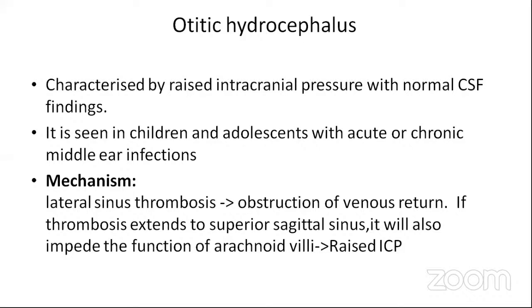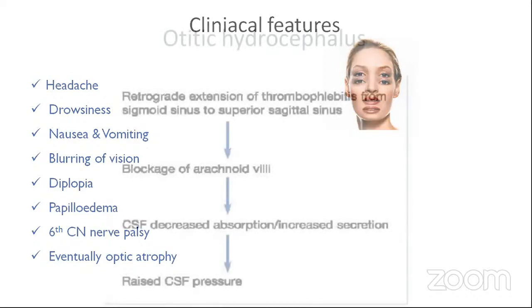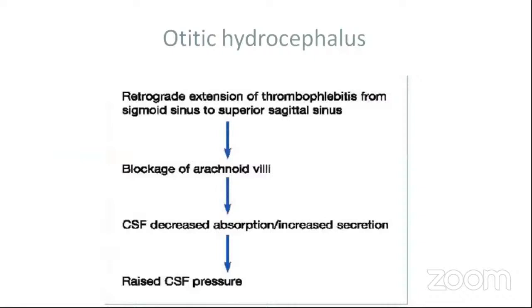It is seen in children and adolescents with acute or chronic otitis media. So when there is a lateral sinus thrombosis, that will cause obstruction of the venous system. If the thrombus extends into the superior sagittal sinus, it will also impede the function of the arachnoid villi, and that causes raised intracranial pressure. So again, the patient will have headache, drowsiness, nausea and vomiting, blurring of vision, diplopia due to involvement of the sixth cranial nerve, papilledema, sixth cranial nerve palsy, and eventually optic atrophy. This is because of the retrograde extension of the thrombophlebitis from the sigmoid sinus to the superior sagittal sinus.